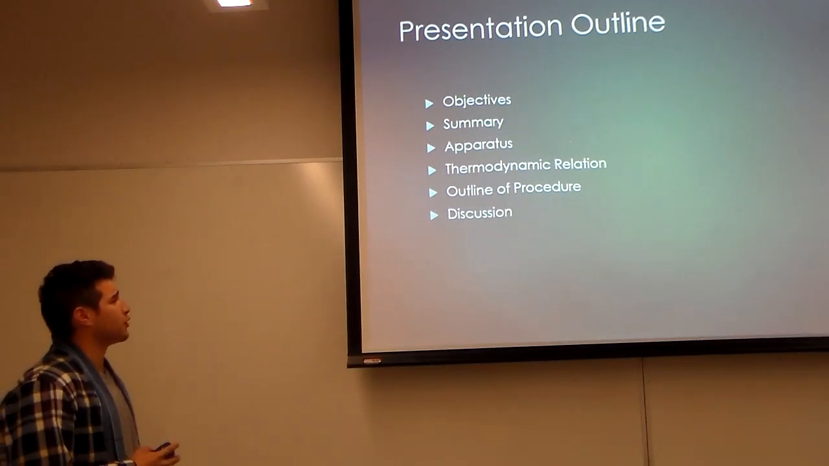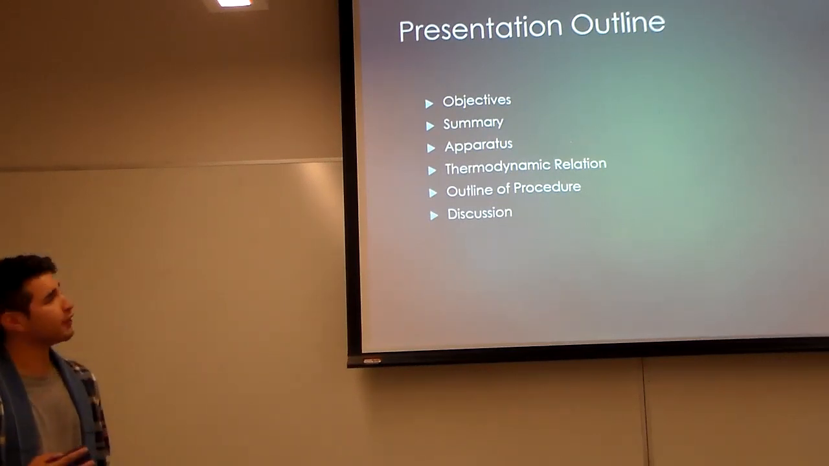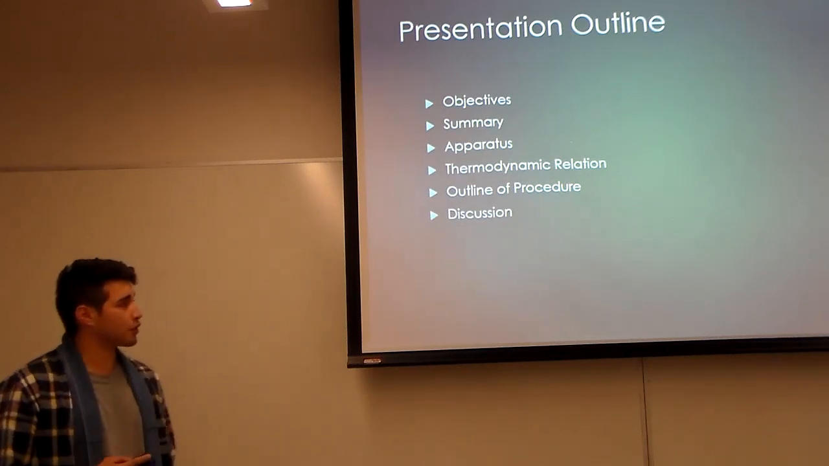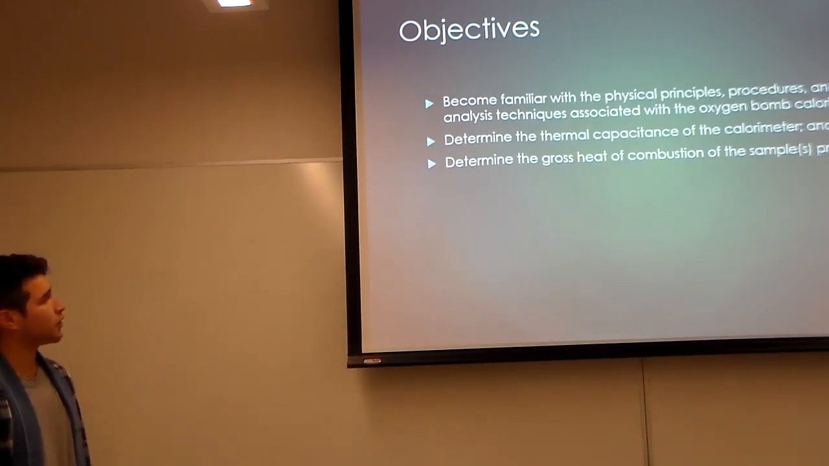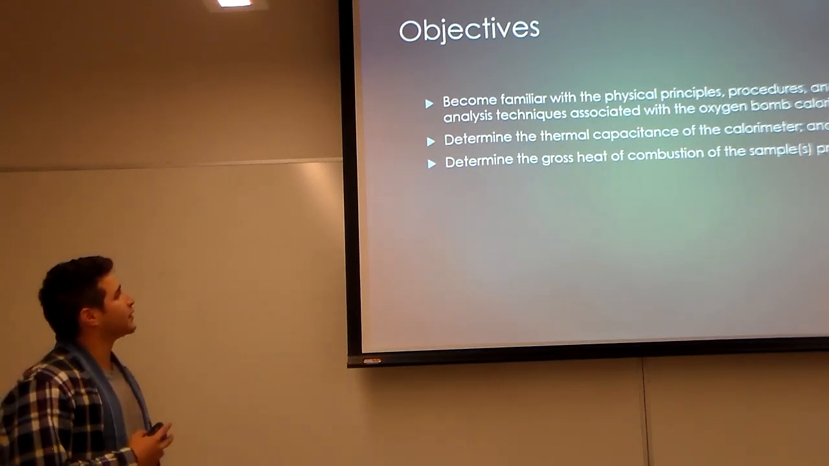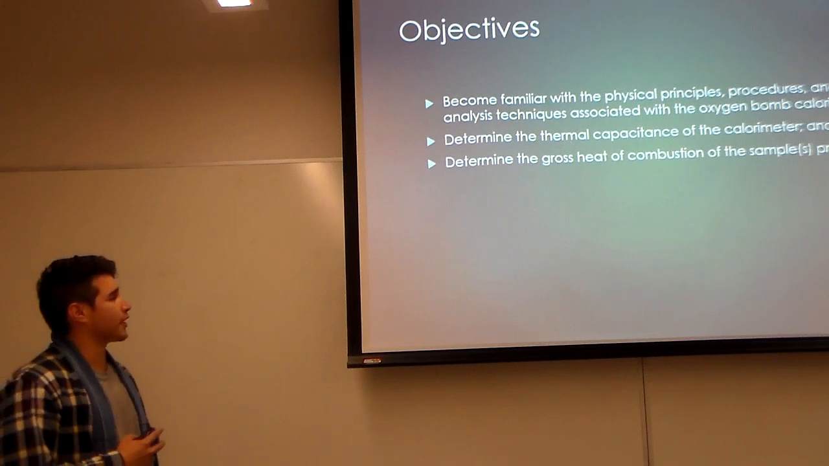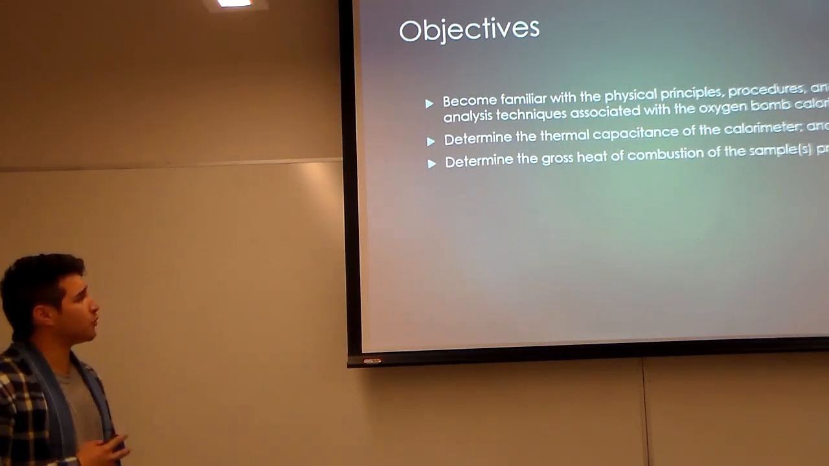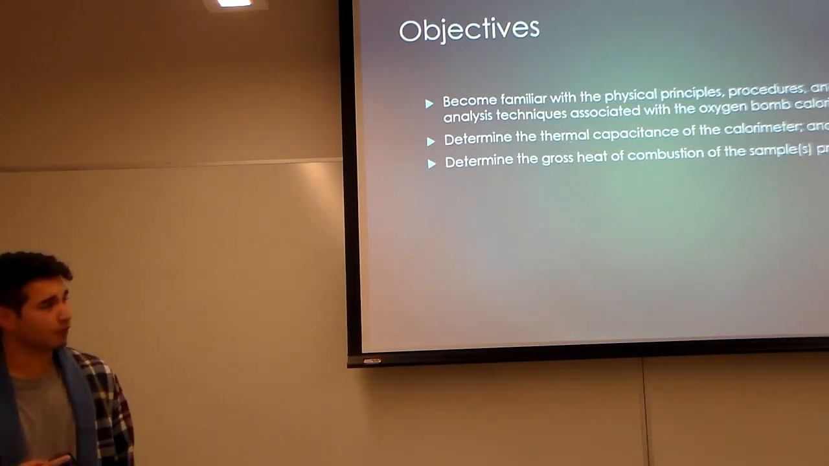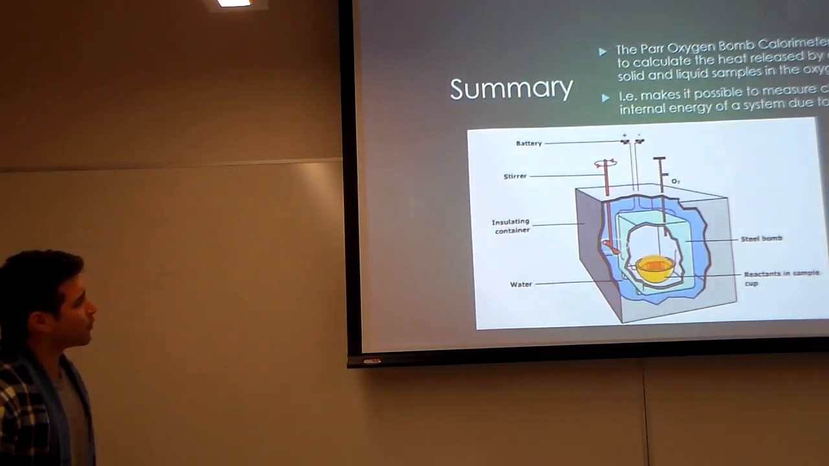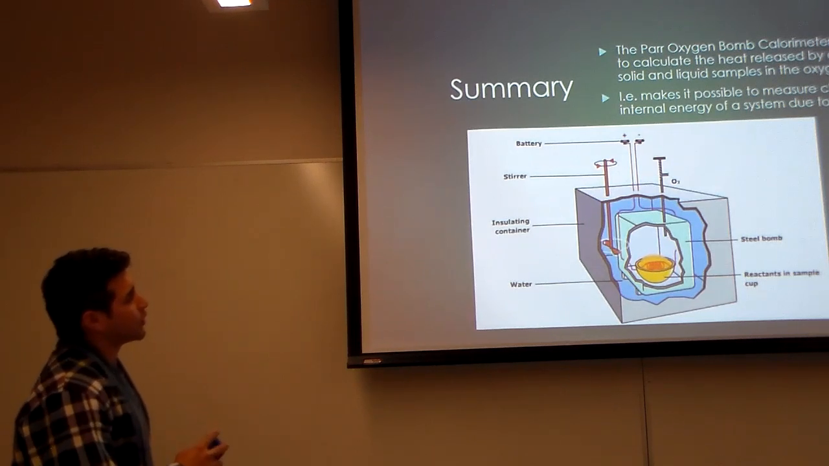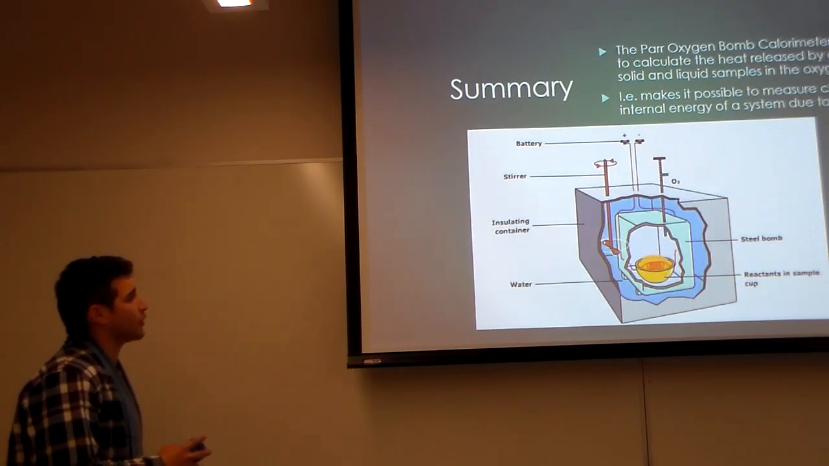The presentation outline will go through objectives first, summary of the apparatus, the thermodynamic relation, the outline of the procedure, and also discussion. The objectives are to become familiar with the physical principles, procedures, and analysis techniques associated with the oxygen bomb calorimeter, as well as determine the thermal capacitance of the calorimeter and determine the gross heat of combustion of the samples provided. Quick summary: the calorimeter is designed to measure the heat released from the combustion of the solid or liquid sample in the oxygen bomb.